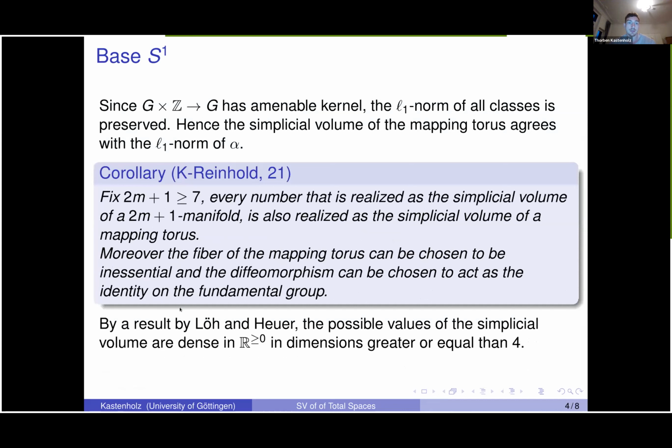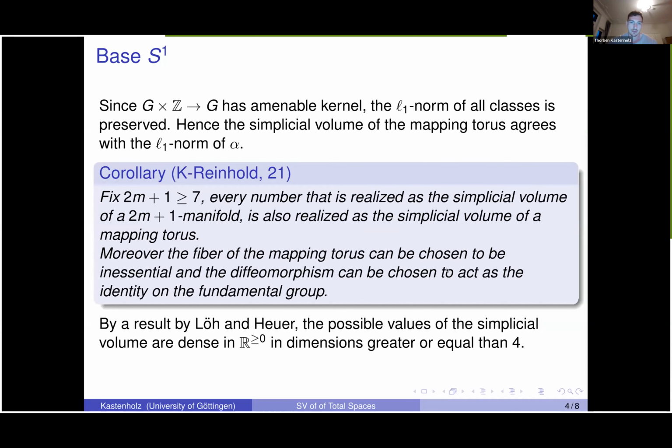So to sum this up, we get that for every odd number bigger or equal than 7, every number that is realized as the simplicial volume of a 2m+1 dimensional manifold is also realized as the simplicial volume of a mapping torus. And moreover, the fiber of the mapping torus can be chosen to be inessential, and the diffeomorphism can be chosen to act as the identity on the fundamental group.